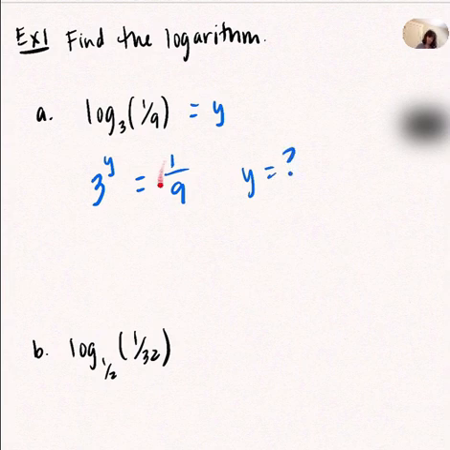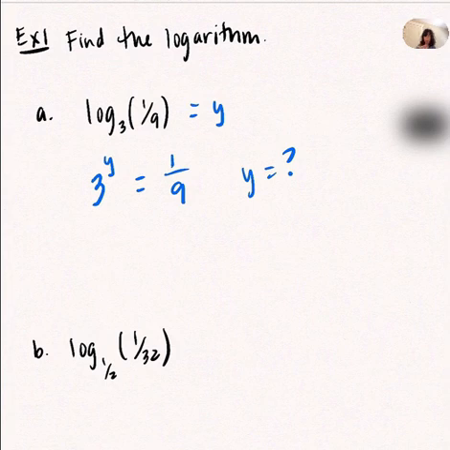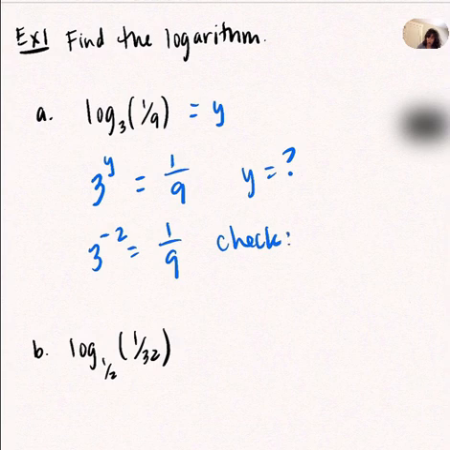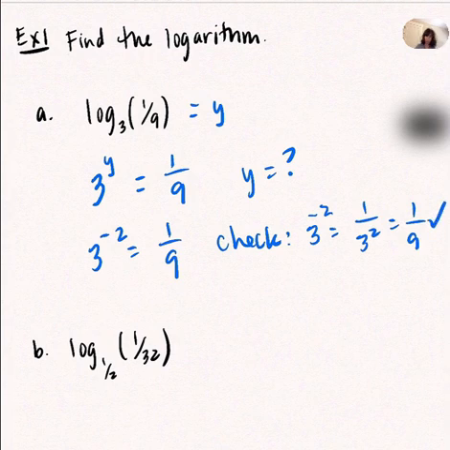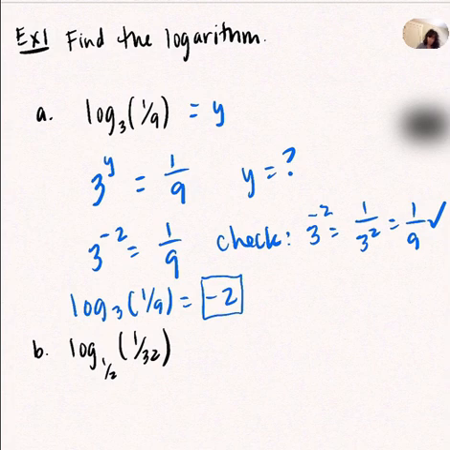Well, if we want to get a fraction here, this power is going to have to be negative. We know that 3 to the 2 is 9, right? If we want the 9 to be on the bottom, we're going to have to raise 3 to the negative 2. Let's check that really quick. 3 to the negative 2 is 1 over 3 to the 2, which is in fact 1 over 9. So the answer to this problem is negative 2. In other words, log base 3 of 1 over 9 is equal to negative 2. Negative 2 is the number that you would raise 3 to get 1 over 9.